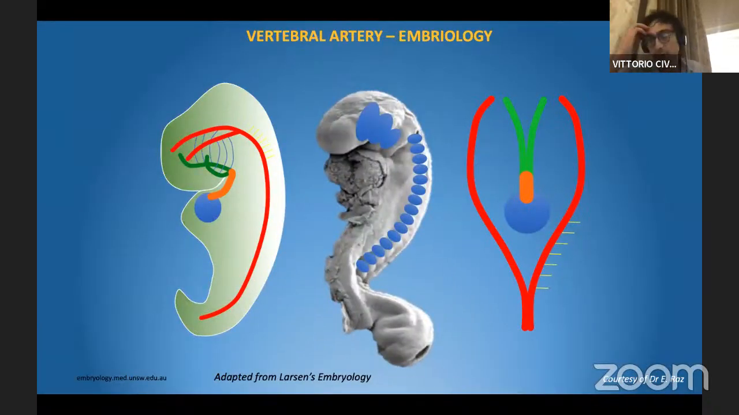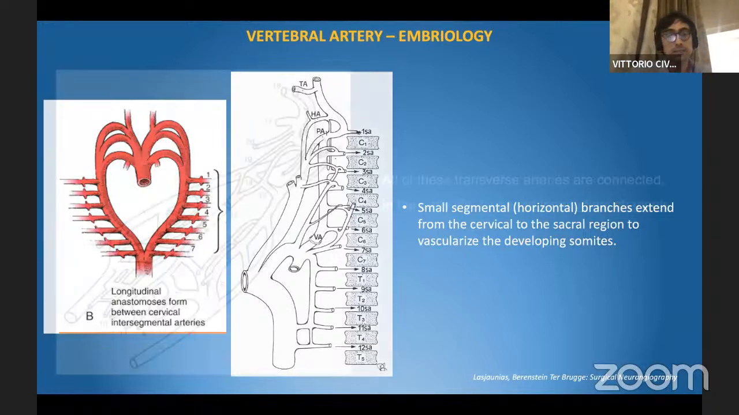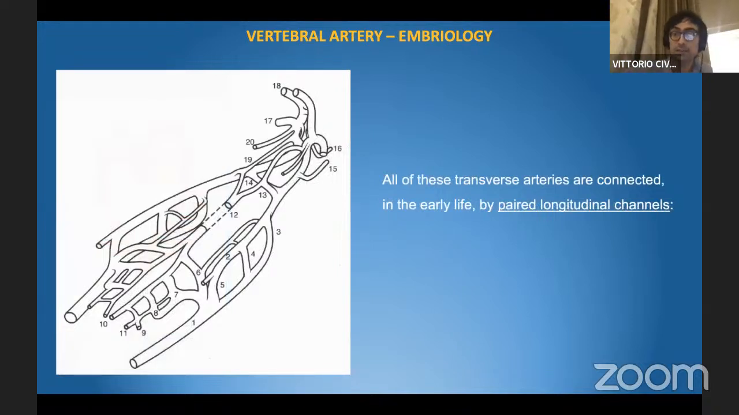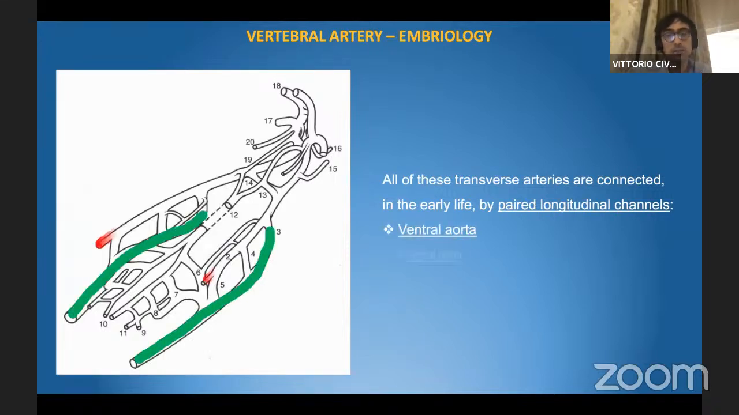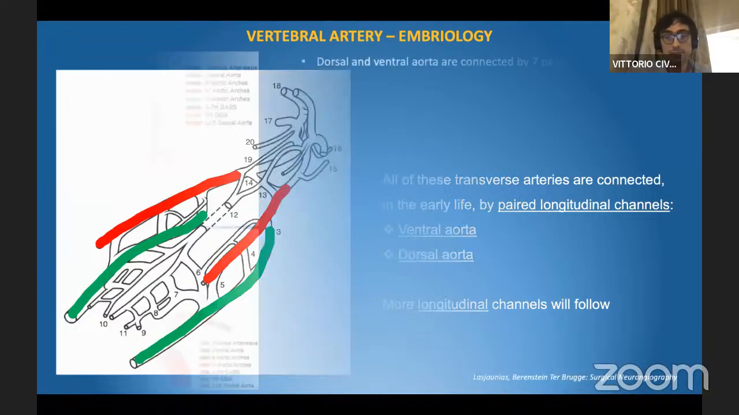But to understand a little bit more the anatomy of the vertebral artery, we can go a little deeper into the embryology. It will help us understand the variations that we see when we perform CT studies or angiography studies. In early fetal life, we have segmental horizontal branches that extend from the cervical to the sacral region, and they vascularize the developing somites. All the transverse arteries are connected by paired longitudinal channels that we can identify as the ventral aorta and the dorsal aorta. And then more longitudinal channels will follow in the developing fetus.